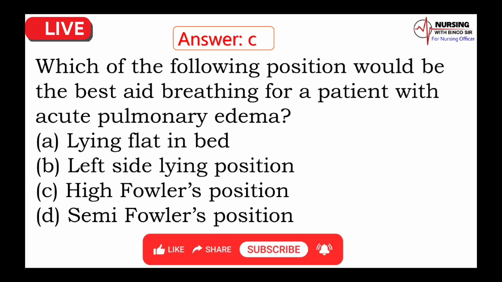This position: A. Promotes lung expansion, helps improve oxygenation by reducing pressure on the diaphragm. B. Decreases venous return to the heart, reduces the workload on the heart and alleviates pulmonary congestion. C. Facilitates drainage of fluid. By positioning the upper body upright, fluid is less likely to accumulate in the lungs.